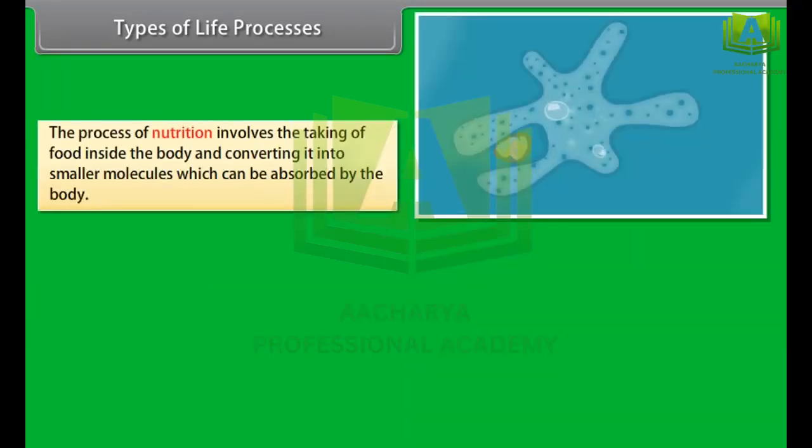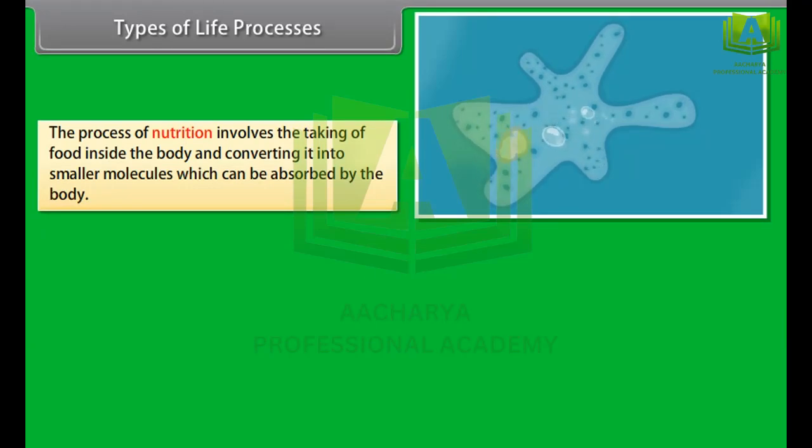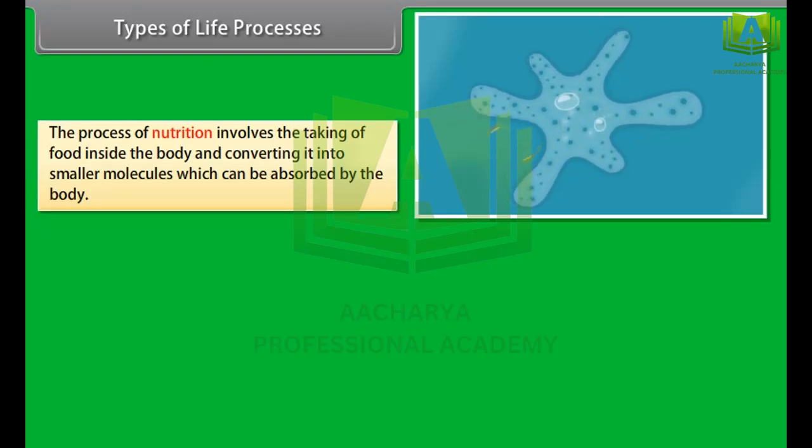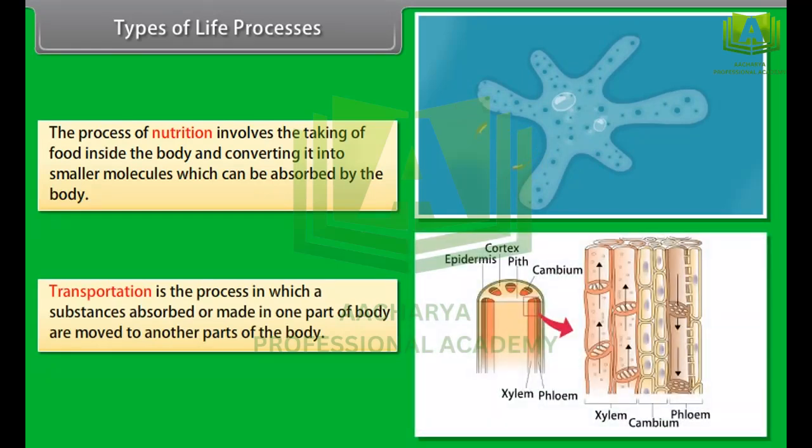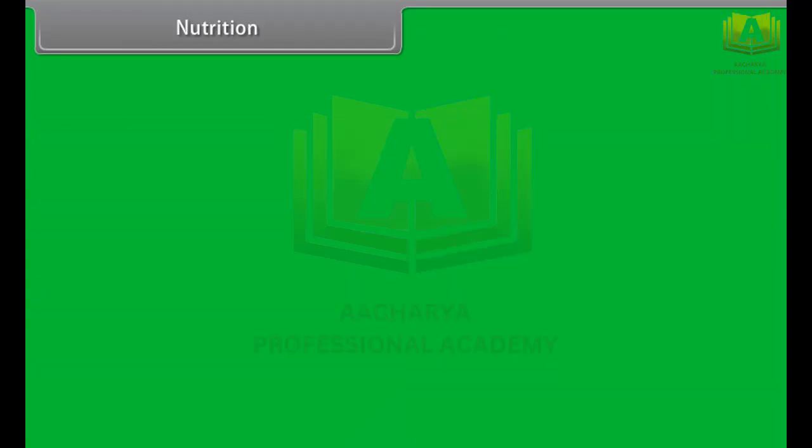The process of nutrition involves taking food inside the body and converting it into smaller molecules which can be absorbed by the body. Transportation is the process in which a substance absorbed or made in one part of the body is moved to other parts of the body.